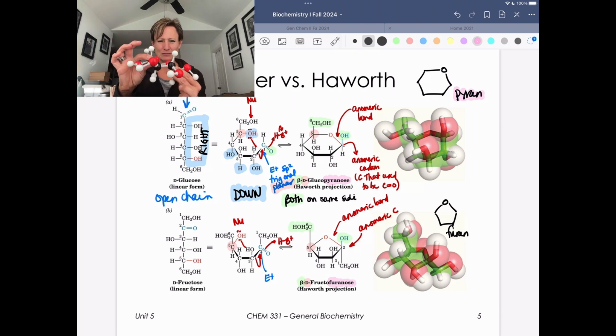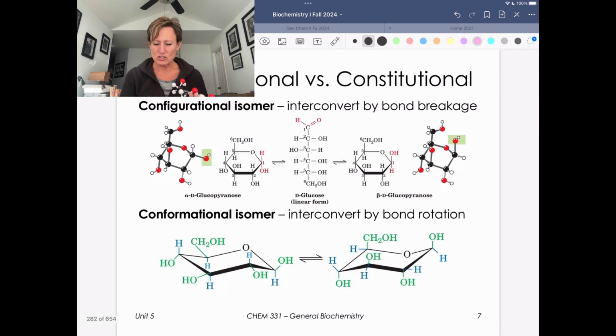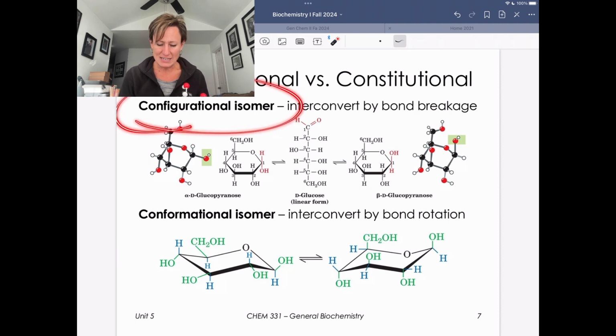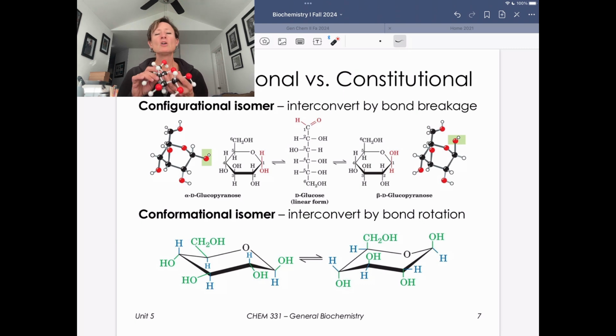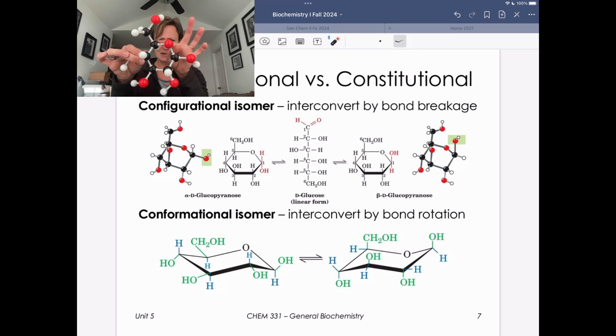So I want to take my chair here, because our next slide is going to show us the difference between chairs and Haworth projections. And importantly, I want to indicate the difference between configurational and conformational isomers. By definition, a configurational isomer is one that we must break bonds in order to interconvert. So I want to make sure that you can see this. Here again is my 6-membered ring. There's my oxygen atom. Hopefully you're seeing it in the back right corner.